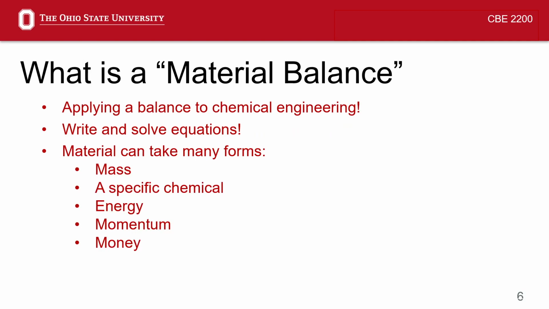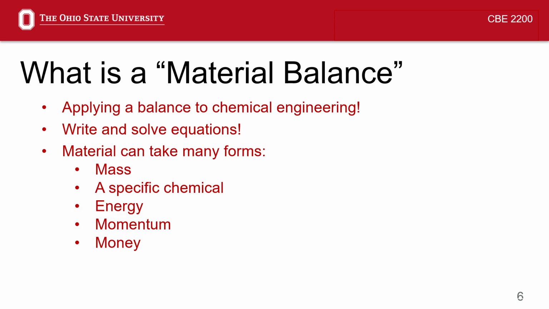Okay, so now that we know a little bit about what a balance is and what a system is, what is a material balance for chemical engineering? How it was best explained to me is that a material balance is just a balance applied to chemical engineering so that we can actually solve equations and problems. And here we're just going to be balancing a different material.